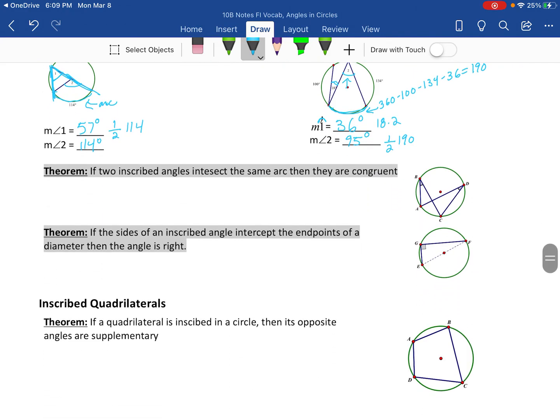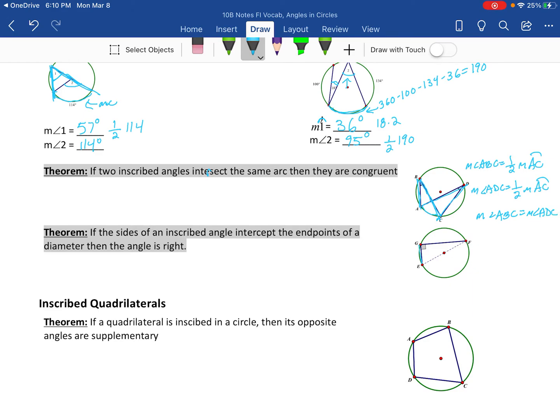Okay. The next theorem here: if two inscribed angles intersect the same arc, then they are congruent. So that just says that this angle here, the measure of angle ABC, is 1/2 the measure of arc AC, because you see that the sides intersect. And I also know the measure of angle ADC is 1/2 the measure of arc AC. Then the measure of angle ABC must be equal to the measure of angle ADC.